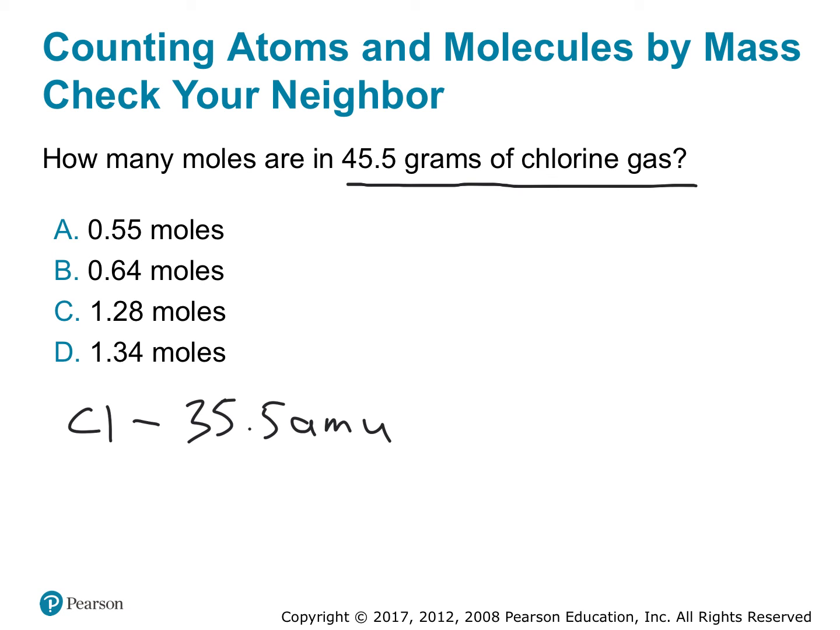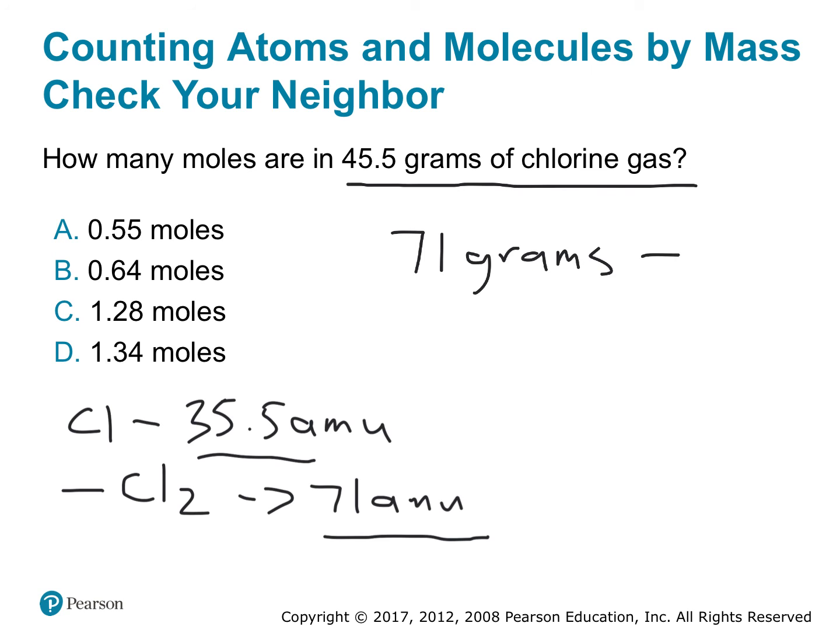Now we also know that chlorine bonds together and forms Cl2. So we know that the total mass in a chlorine molecule is going to be double this, 35.5 times 2. That gives me 71 AMU. And so that is how many grams needed to make 1 mole. So it's 71 AMU. That's the mass of chlorine gas. So we need 71 grams to make 1 mole.